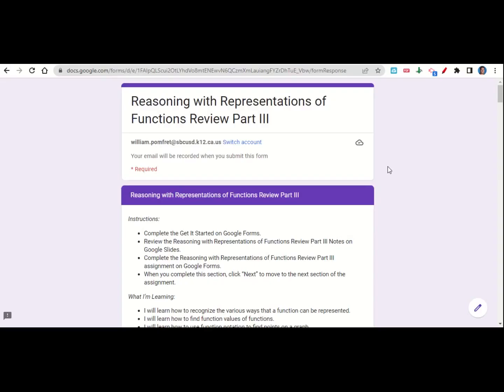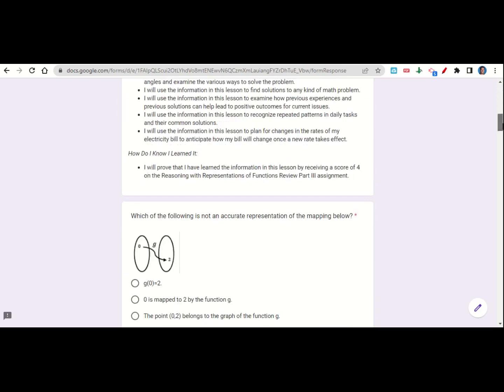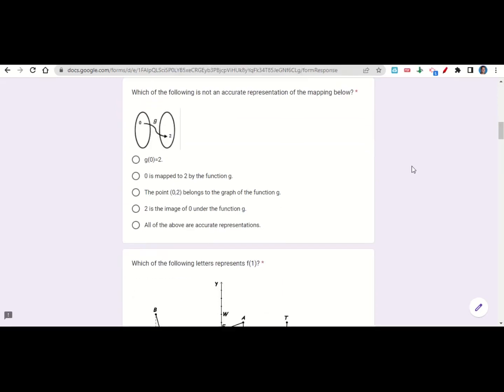Let's take a look now at the Reasoning with Representations of Functions Review Part 3 assignment. The assignment begins with the learning goals and success criteria. If we scroll down, we can see the questions. The first one says, which of the following is not an accurate representation of the mapping below? So it says that g maps 0 to 2. So g of 0 is equal to 2.